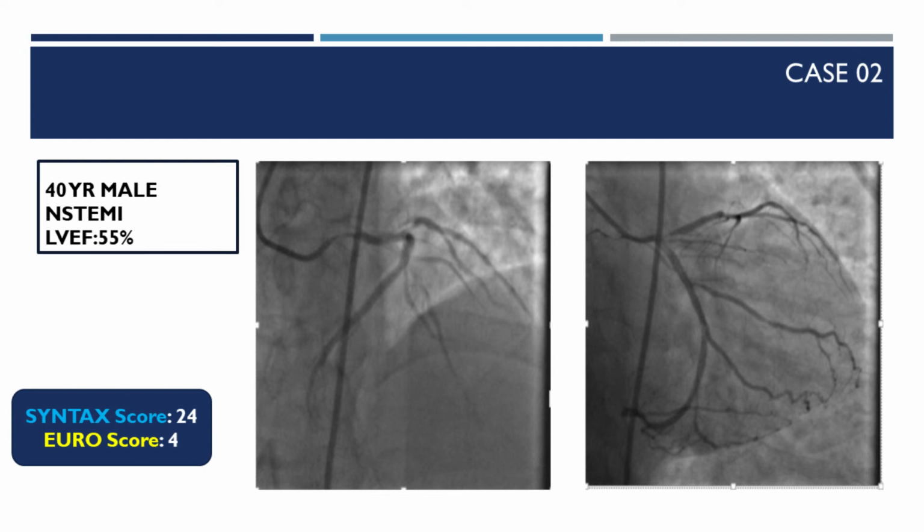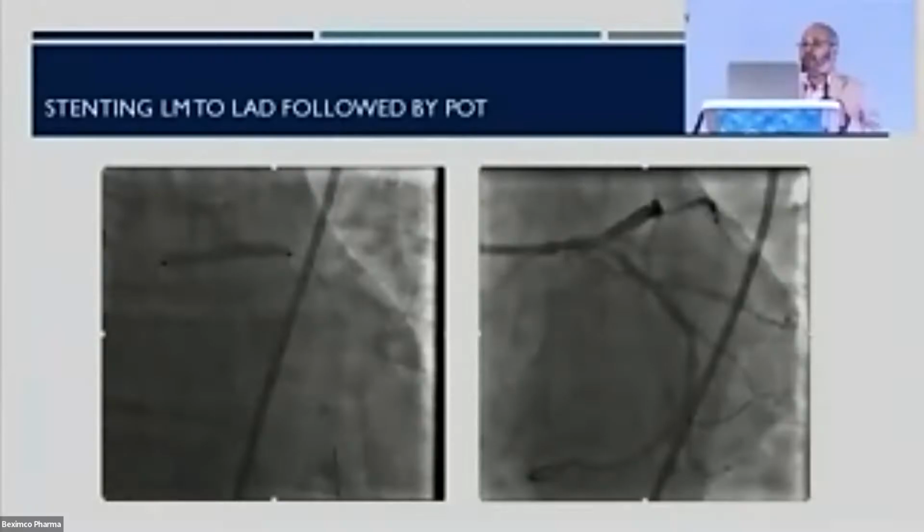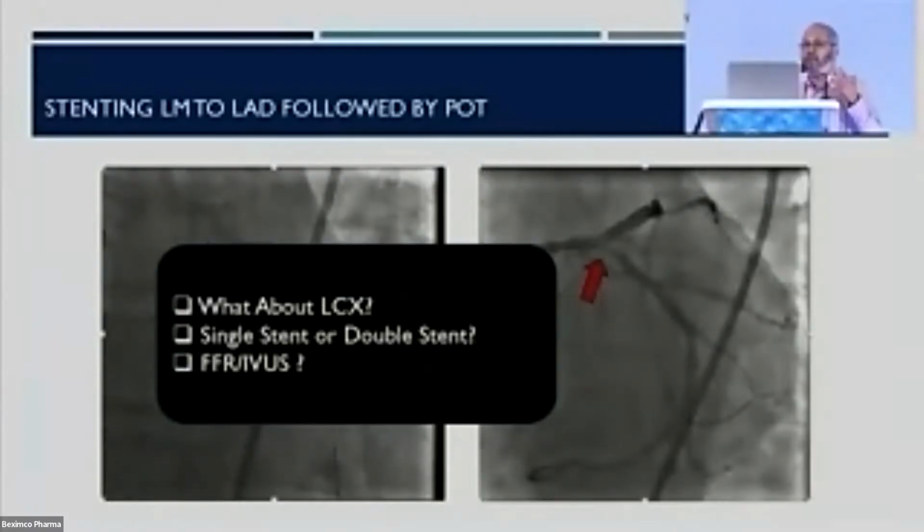If SYNTAX 24, EuroSCORE 4, we go for single stent strategy. Straight away we go for single stent, and then we just saw after doing POT, there is a 50 to 60% lesion in the ostial LCX. So what should we do? How to optimize our outcome?